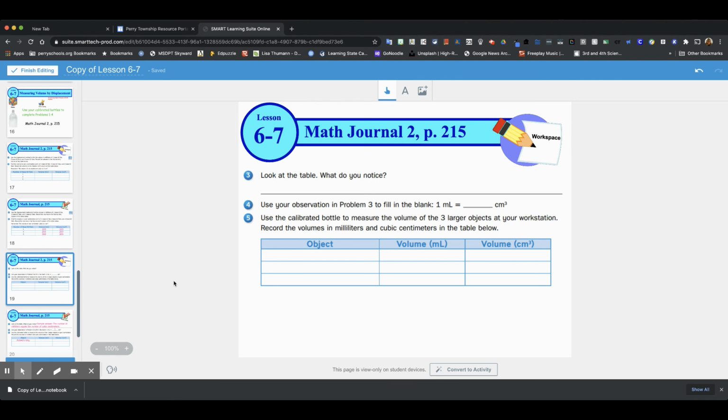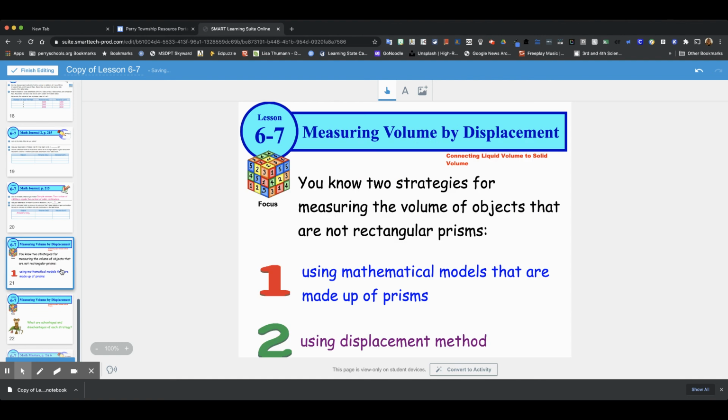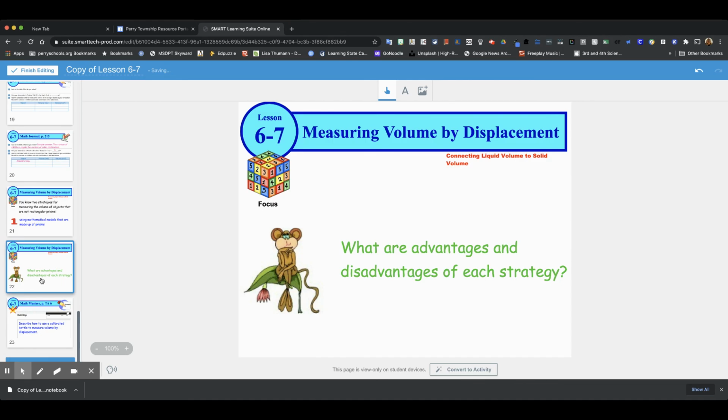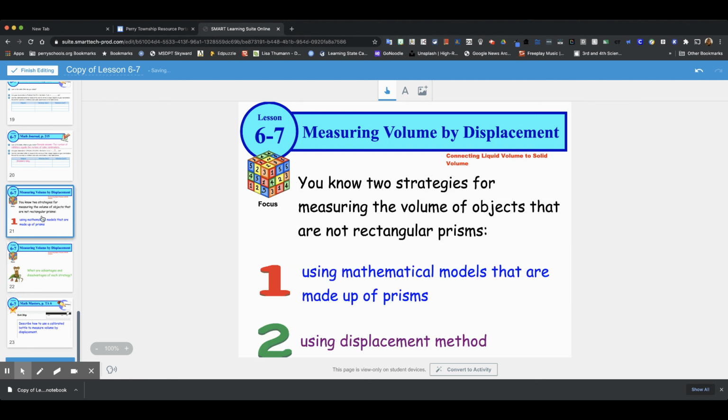You could find objects that would fit, that maybe you could measure and also calculate by displacement. So now we know 2 strategies for measuring volume of objects. We can use mathematical models that are made up of prisms, or if possible, you can use the displacement method. Think about what the advantages and disadvantages of each strategy are. What would be the advantage of using the mathematical model that's made up of prisms, much like we did in the past with the trumpet cases or the guitar cases?